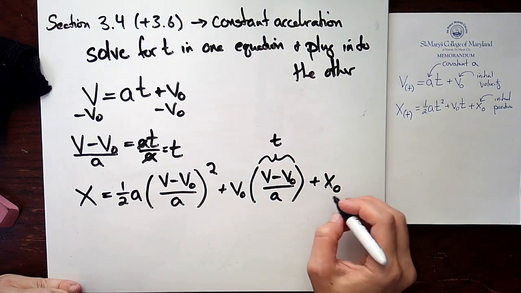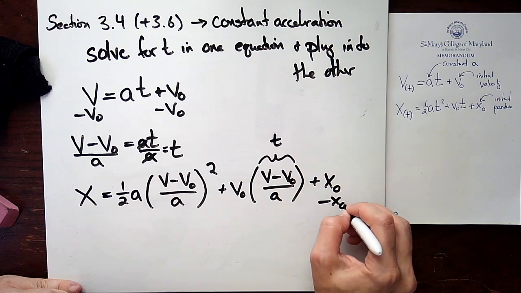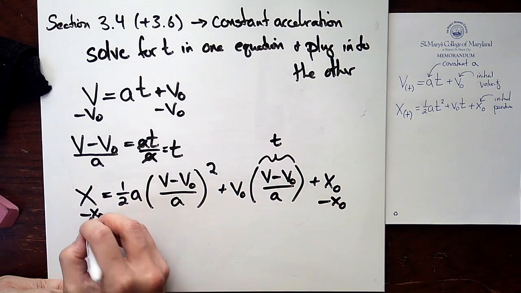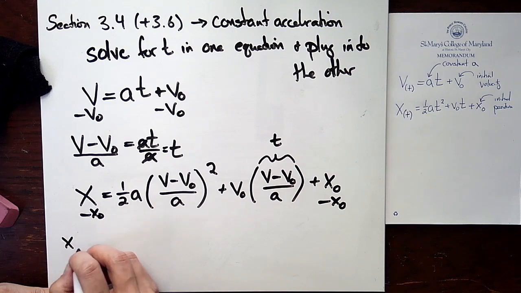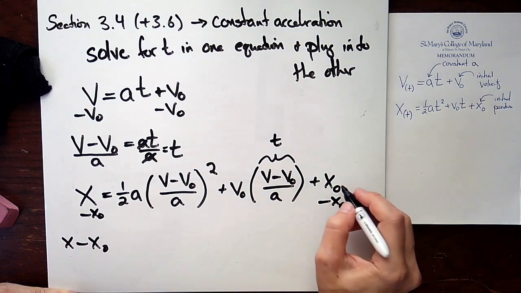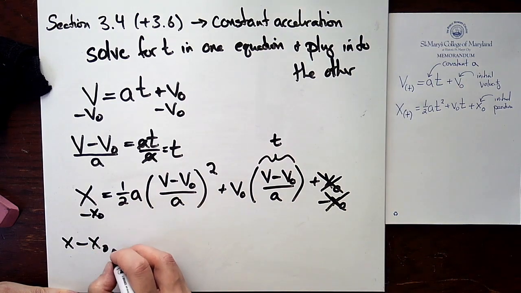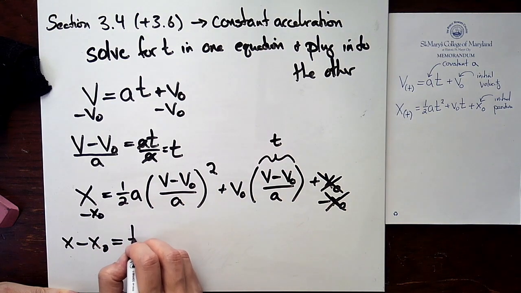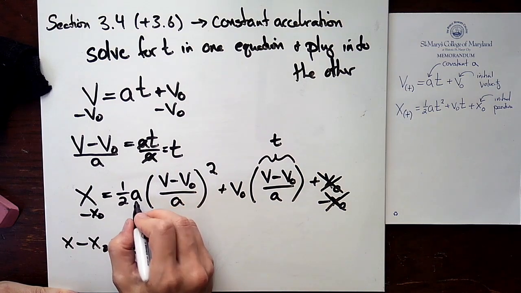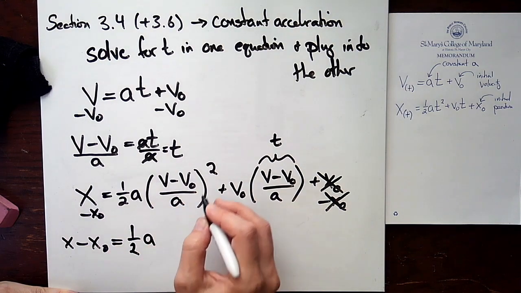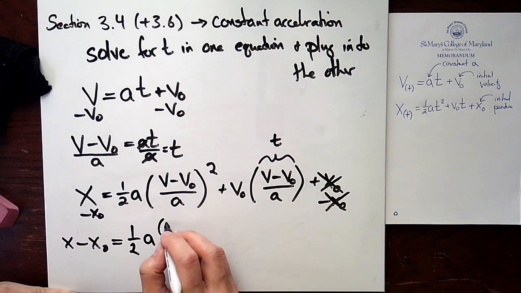All right, so let's go ahead and simplify this. First, I'm going to subtract off initial position from both sides. I'll get x minus x naught on this side. Initial positions will cancel on this side, and then we'll go through and see what we can do. We got a 1/2. We have acceleration. I'm going to square the top and the bottom of this fraction separately.